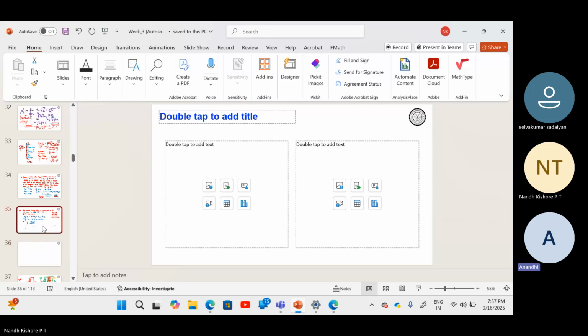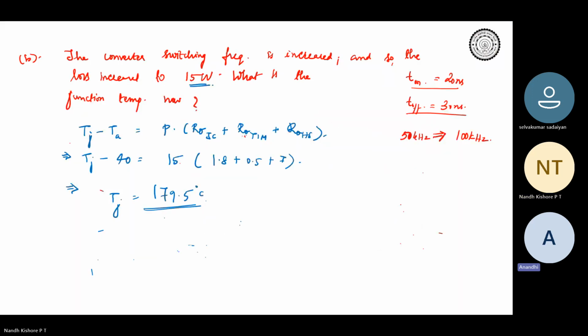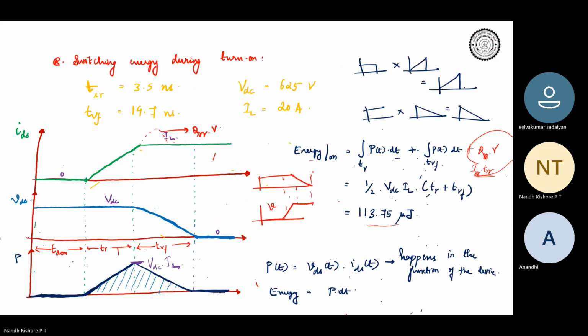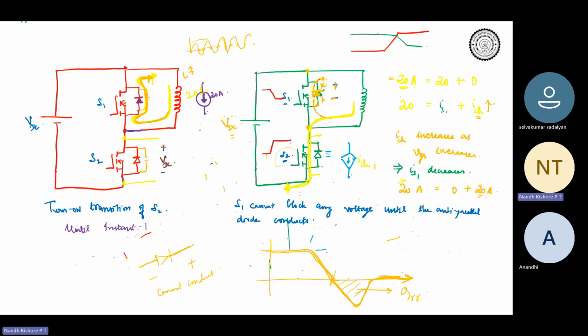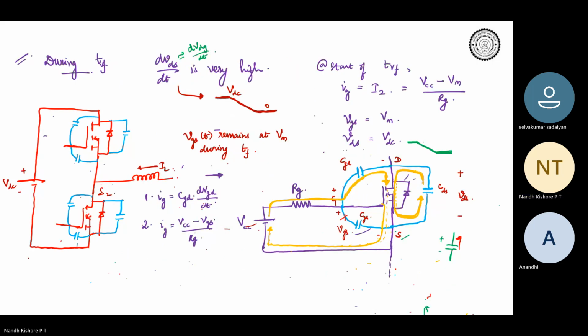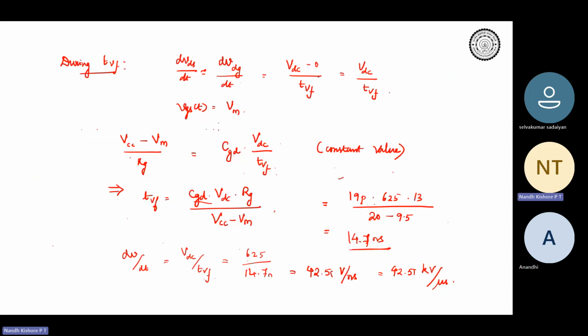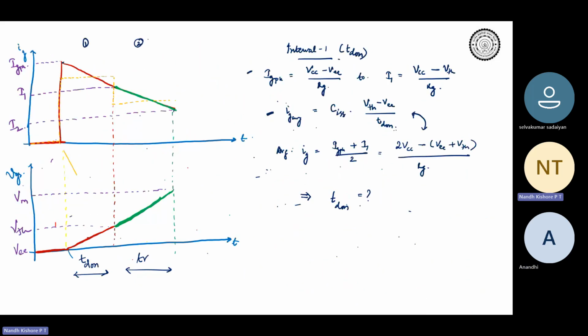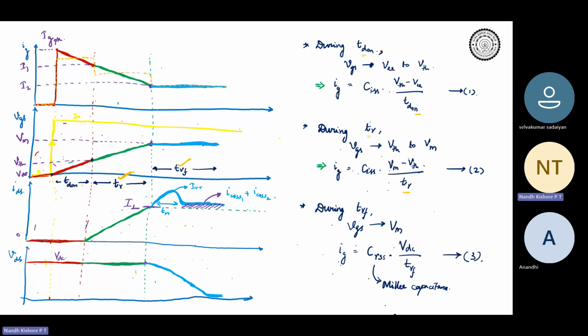Sir, if we increase the switching frequency, there will be an increase in power loss. Yes. Actually, in the last class we derived it. Do you remember we were seeing the mechanisms, how it turns on and turns off? In the last class, we derived what the turn-on delay time will be, what the current rise time will be, and what the voltage fall time will be. We derived these expressions.